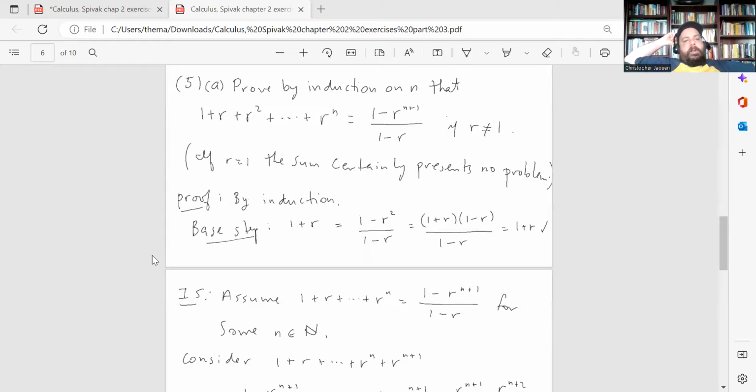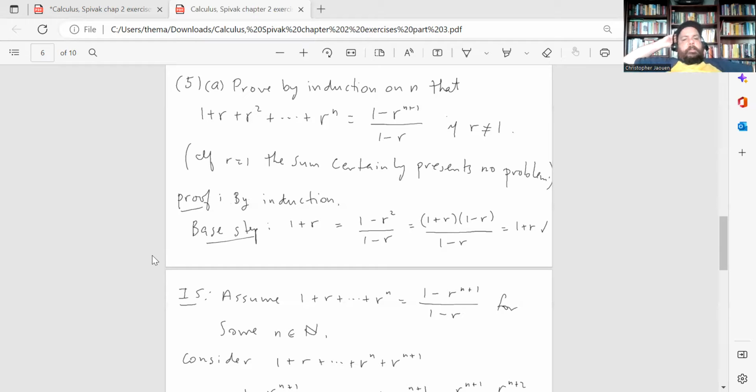All right, so part A says prove by induction on n that the sum of the first n plus 1 powers of r is equal to 1 minus r to the n plus 1 over 1 minus r, provided that r is not 1, because then you get division by 0. So here 1 you can think of as the 0th power of r, right? So you get n plus 1 terms in that expression. So if r equals 1, the sum certainly presents no problem. He actually writes that in the book. I didn't say that. That's what he wrote in the book.